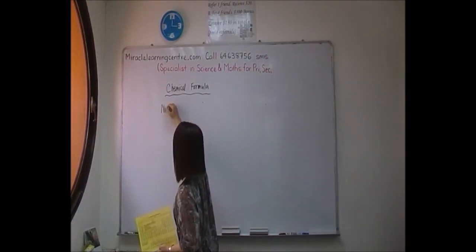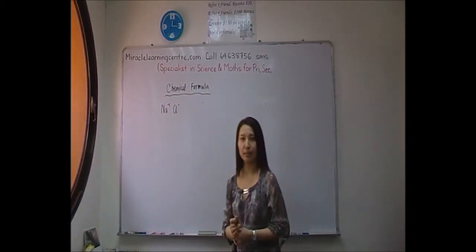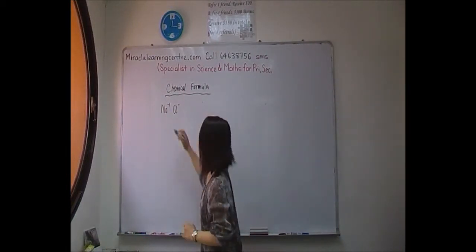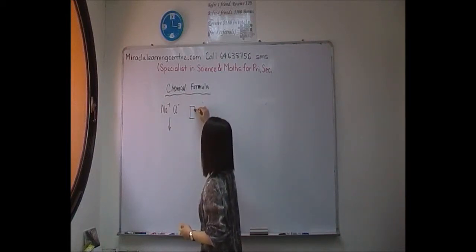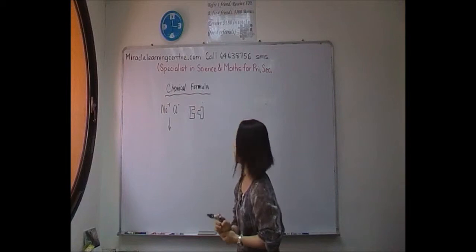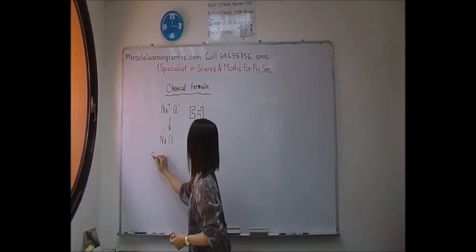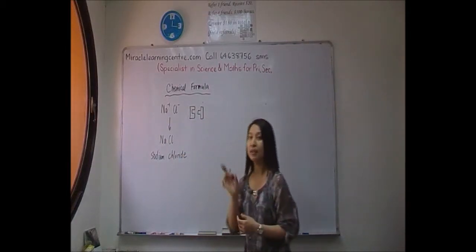For example, we have sodium chloride, Na plus and Cl minus. You need 1 sodium and 1 chloride in order to form sodium chloride. You can think of it as you have a positive charge and you have a negative charge, so you just need one of each to form a compound. So the formula of sodium chloride is NaCl. Sodium chloride. Chlorine is when it's an element.